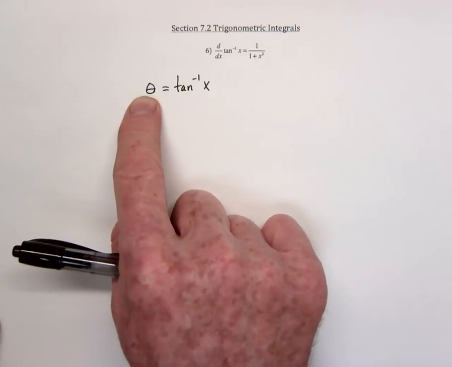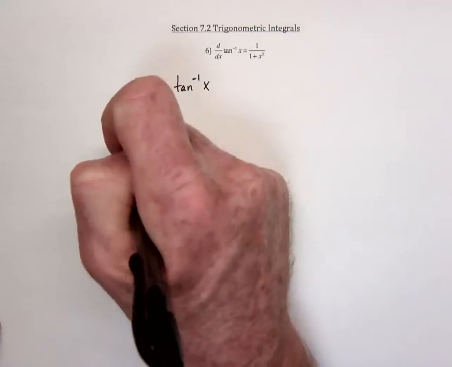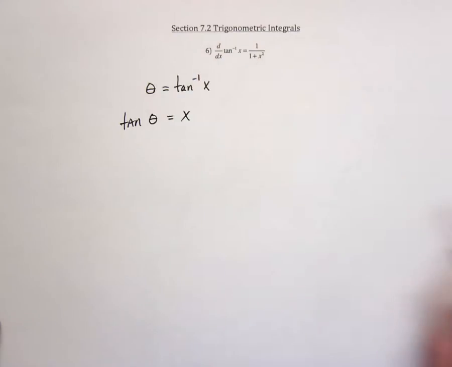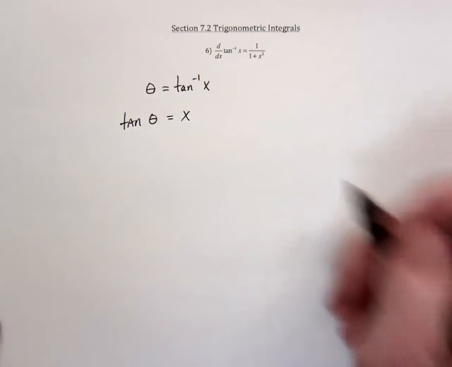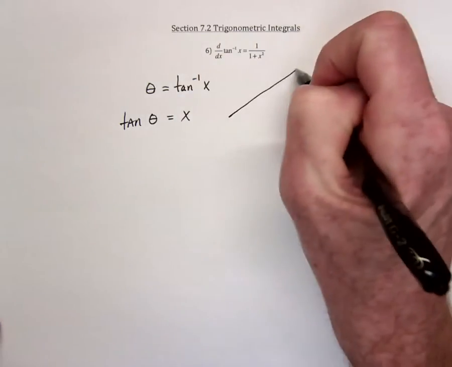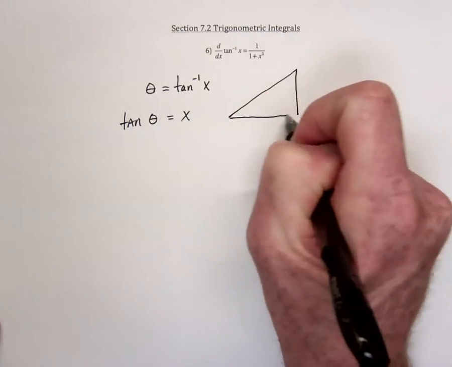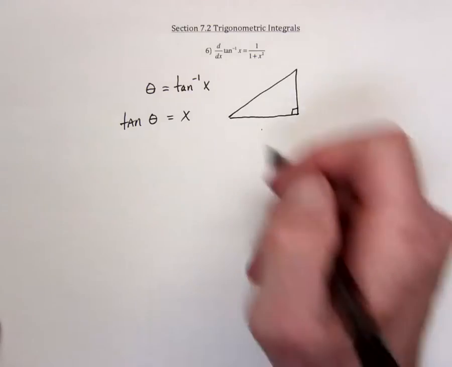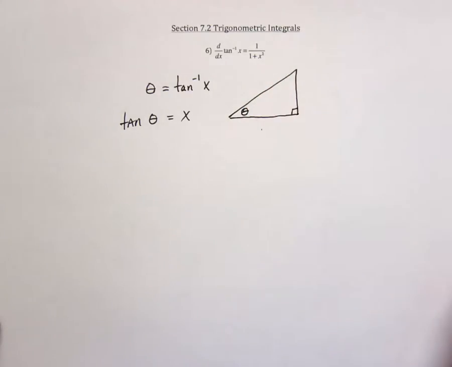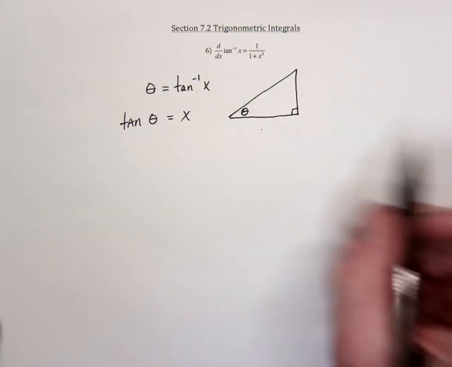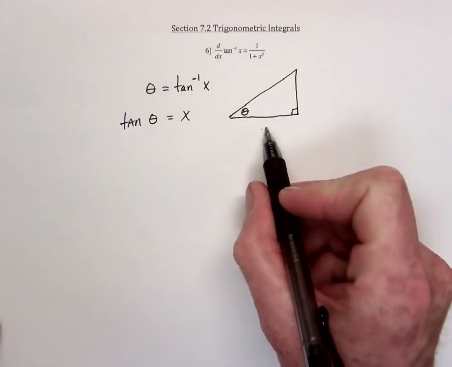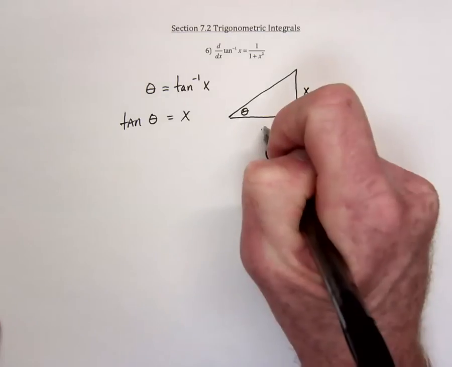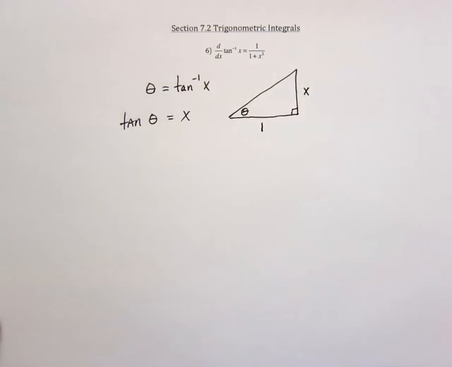So if you now take tangent of both sides, we would have that tangent of theta is equal to x. And we can even draw a right triangle. Tangent is opposite over adjacent if this is the theta. And somebody divided those two sides and they got the answer x. So that must be that it's opposite over adjacent is x over 1.